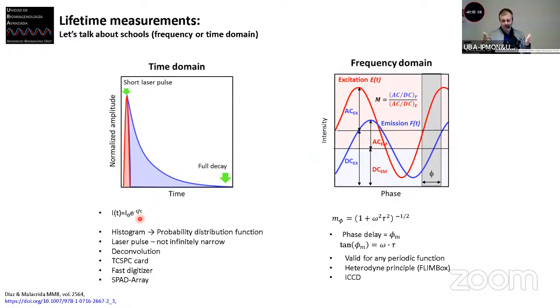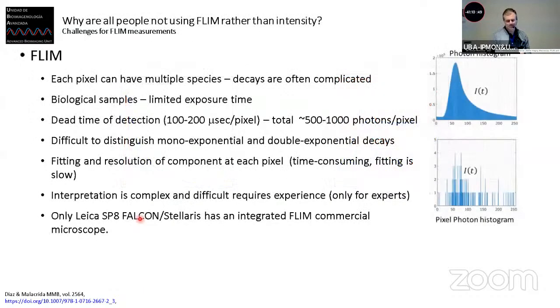So for every repetitive periodic function, which is the fundamental of frequency domain, we can do fluorescence lifetime. And basically there is a principle called the heterodyne principle, and we can go in detail if anyone is interested in learning, but we can use low frequency clocks mixed with high frequency, and then we can extract the lifetime from there. And this is the principle for the FLIM box. This is the card that we will use in the practical session, and is the principle for the intensified CCD and some other sensors that use frequency domain for the acquisition.